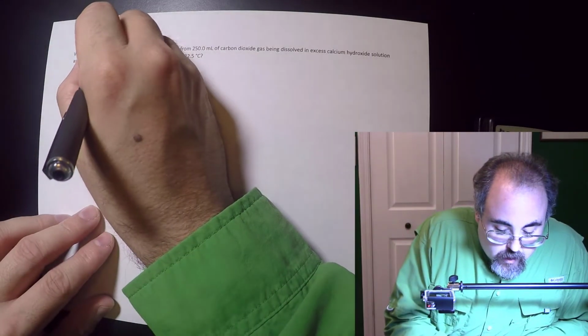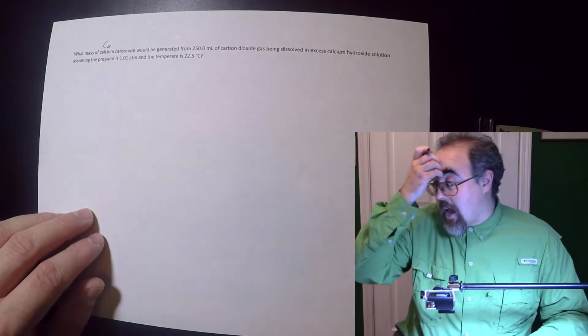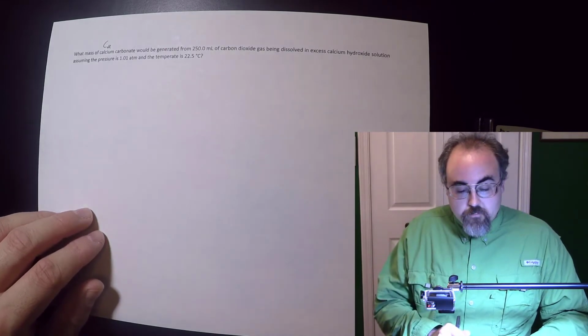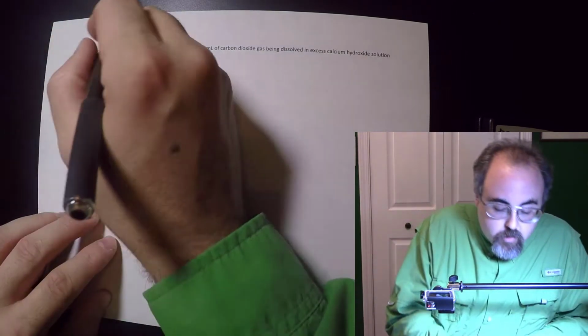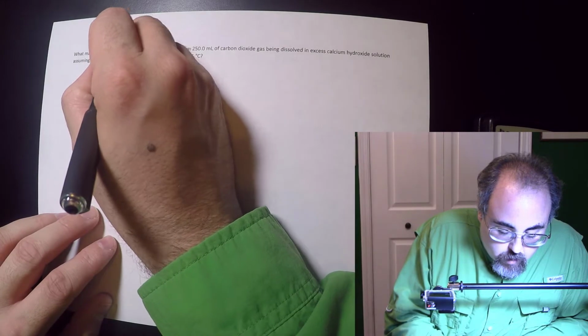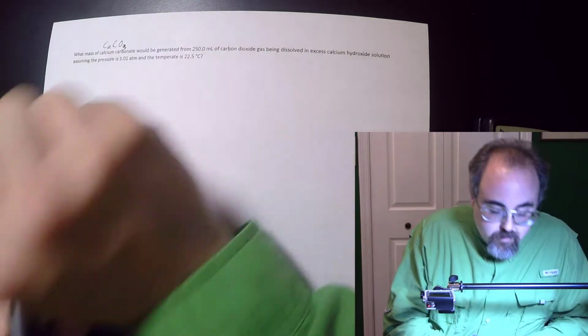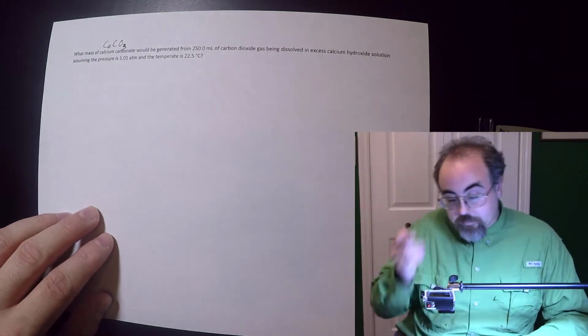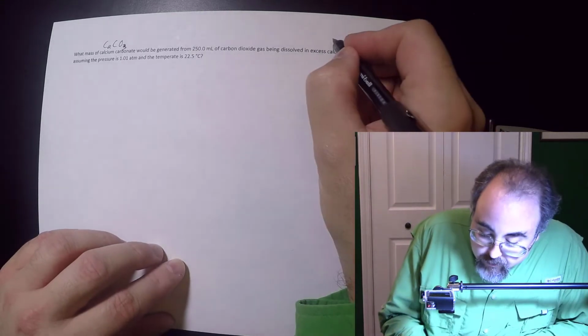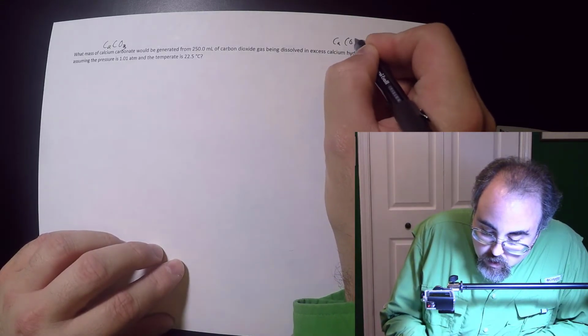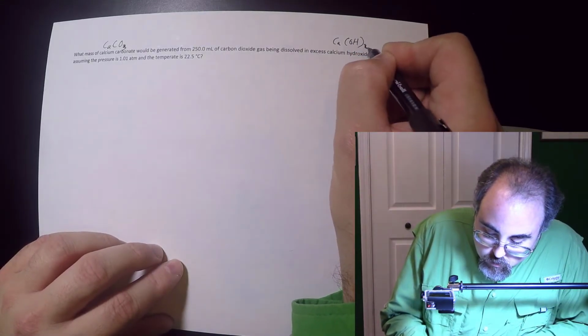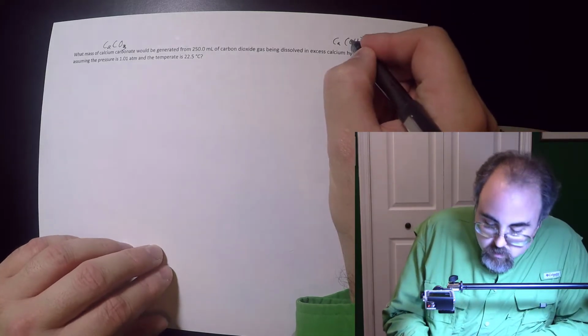Calcium carbonate, I know that calcium has a charge of 2, so does carbonate. So calcium is plus 2, carbonate is minus 2. So that's going to be CaCO3. Calcium hydroxide, Ca(OH)2, plus 2, minus 1.